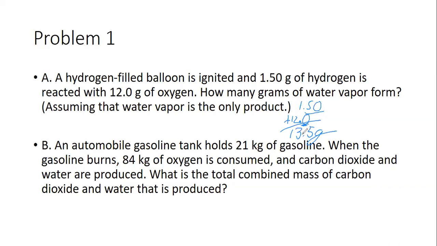All right, next one. Maybe now that you saw A, you can get this one in like 5 seconds. I have a gas tank, 21 kilograms of gas. I burn it. I use 84 kilograms of oxygen. How much carbon dioxide and water are produced? What is the mass? And in a combustion reaction, for the most part, the only things you make are carbon dioxide and water. Those are your two products.